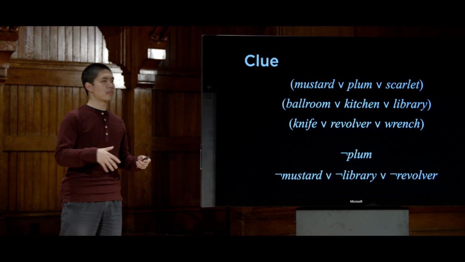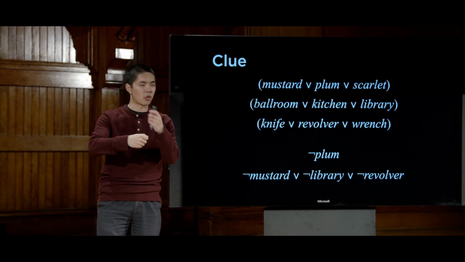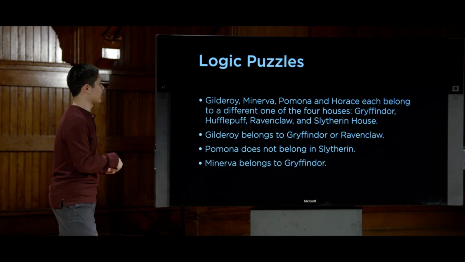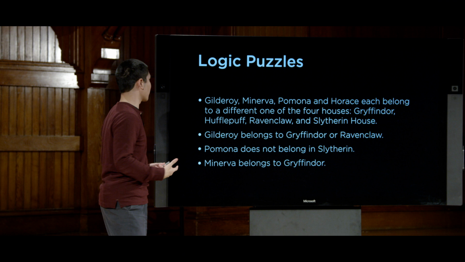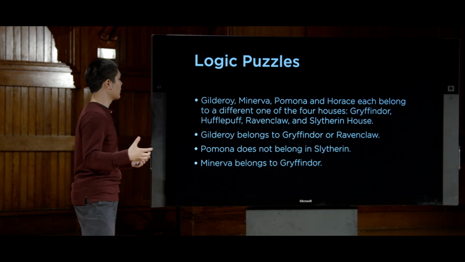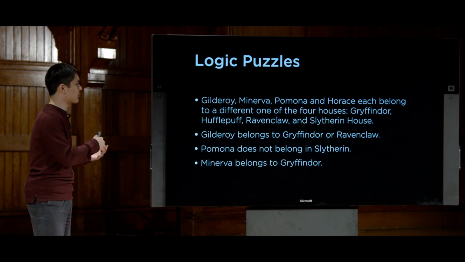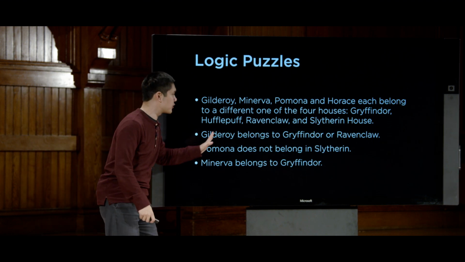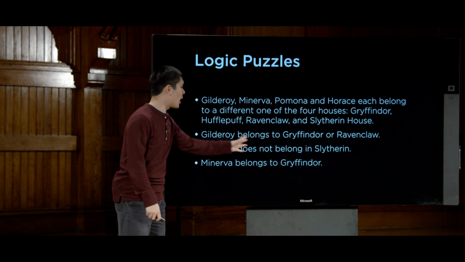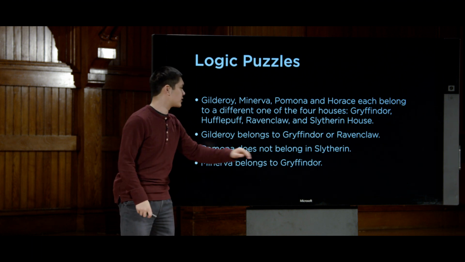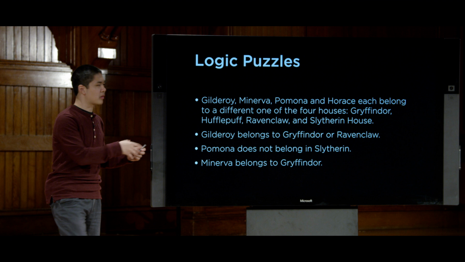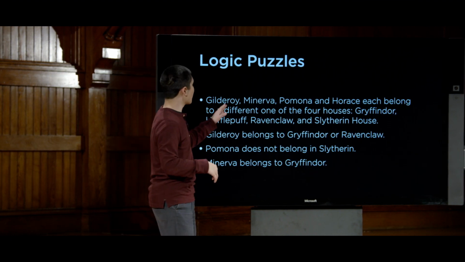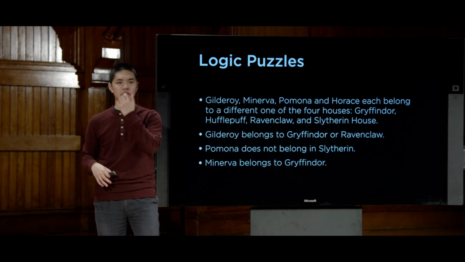And anytime we can translate something into propositional logic symbols like this, this type of approach can be useful. So you might be familiar with logic puzzles, where you have to puzzle your way through trying to figure something out. This is what a classic logic puzzle might look like. Something like Gilderoy, Minerva, Pomona, and Horace each belong to a different one of the four houses: Gryffindor, Hufflepuff, Ravenclaw, and Slytherin. And then we have some information that Gilderoy belongs to Gryffindor or Ravenclaw, Pomona does not belong in Slytherin, and Minerva does belong to Gryffindor. So we have a couple pieces of information, and using that information, we need to be able to draw some conclusions about which person should be assigned to which house.